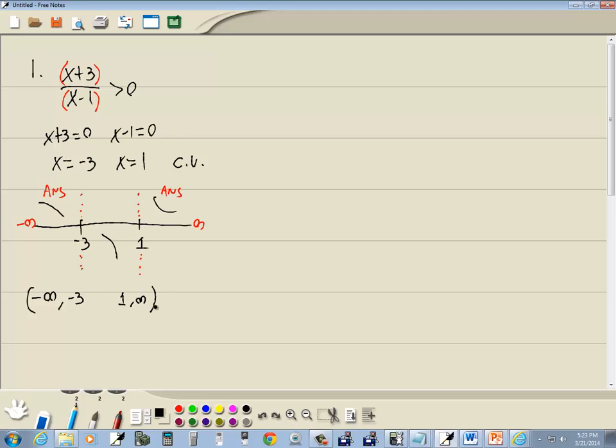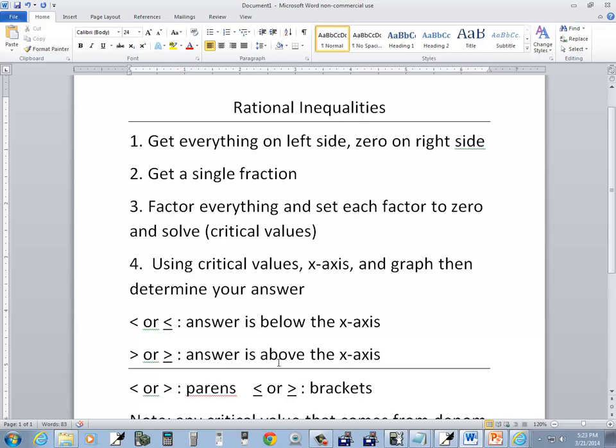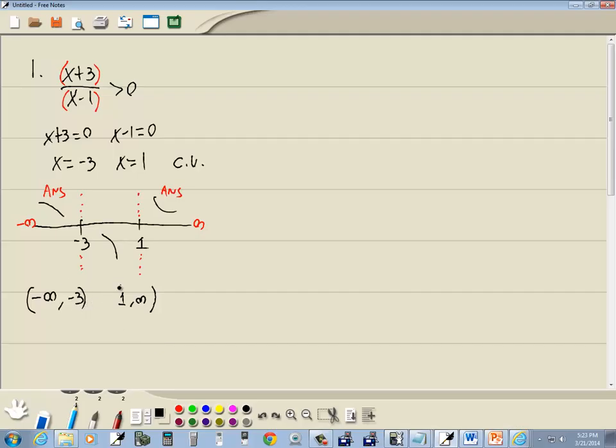Now, infinities always have parentheses on them. This is a greater than. Greater than says the answer, or wait a minute, greater than is the parentheses. So that means I'll put parentheses on these two right here. And if you got two intervals, you connect them with a union symbol. And that's our answer.